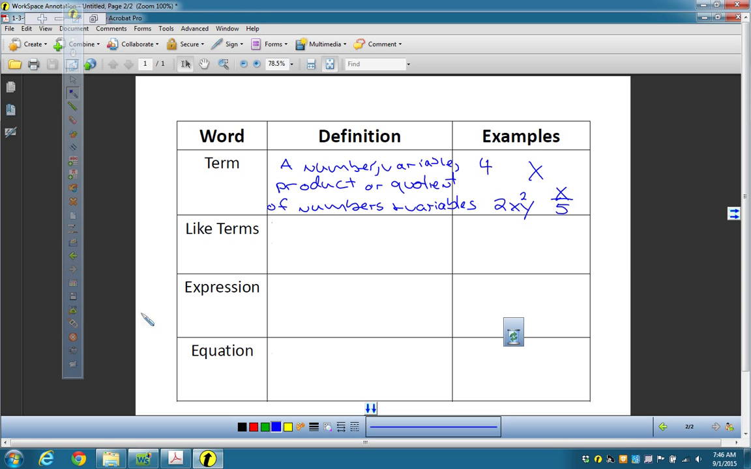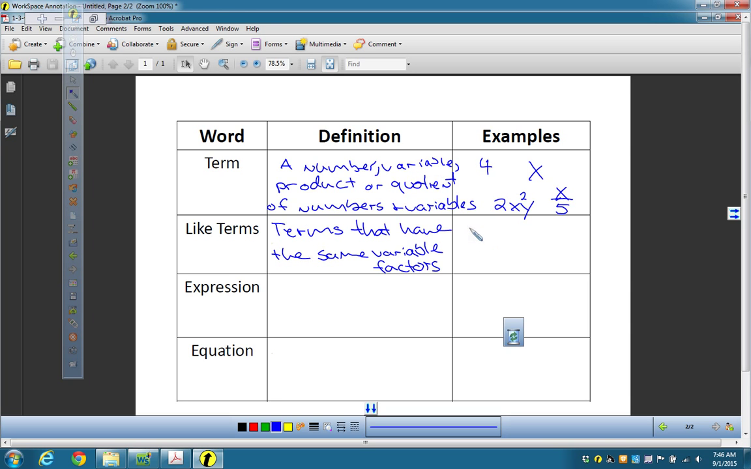Who knows what like terms are? Didn't your teacher tell you about combining like terms? Okay. Terms that have the same variable factors. And the reason they said factors is because they have to be the same degree.